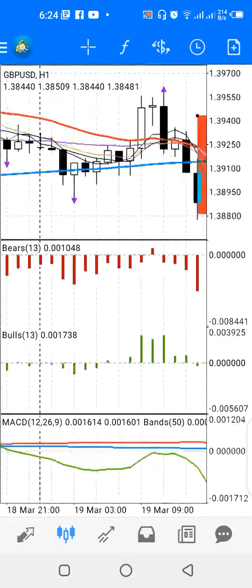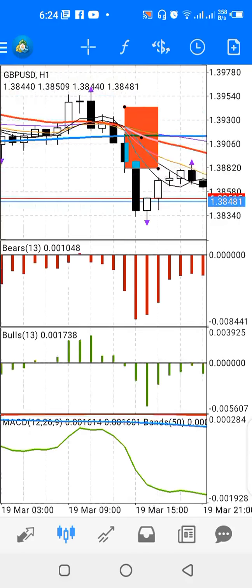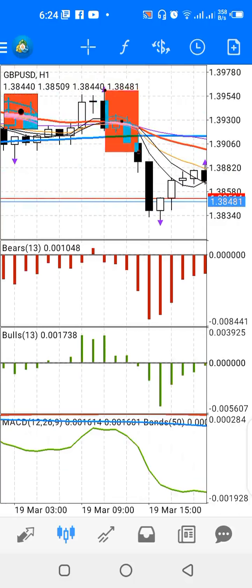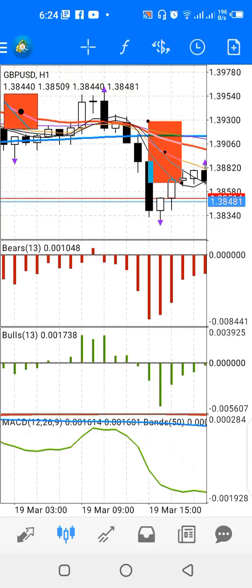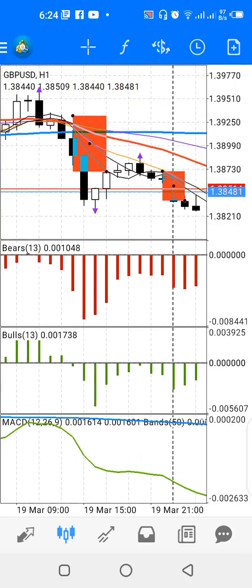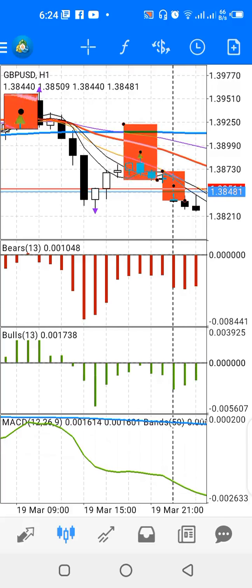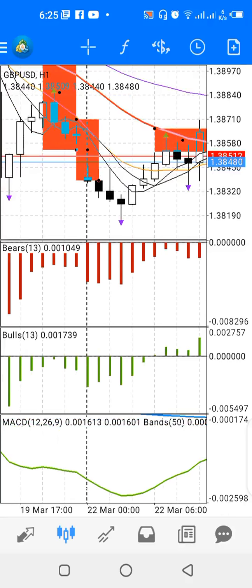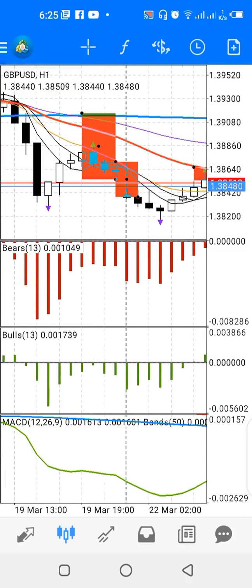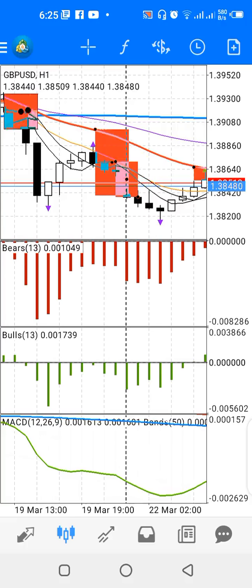Okay, so that's that for the strategy. When all moving averages drop down below, you have to allow them to completely drop down below the blue. Then you start to look out for your sell entries and your buy entries. You have to be patient. You allow price to drop below and give you a sell signal.